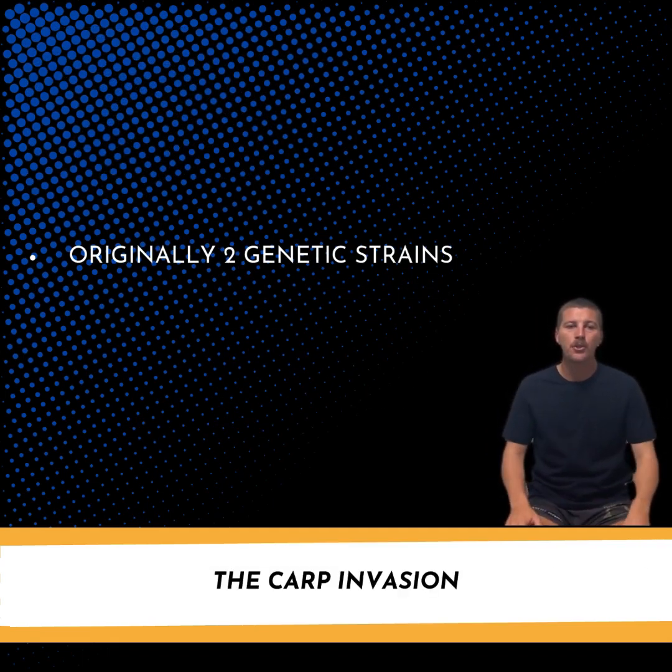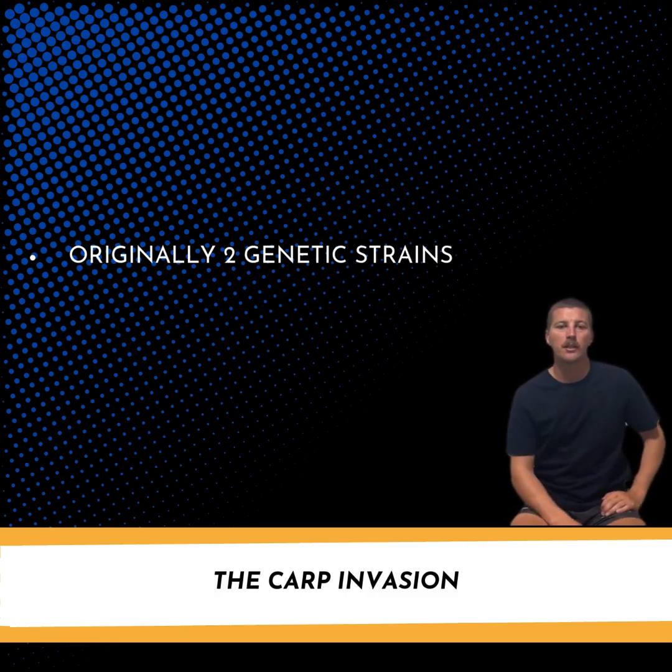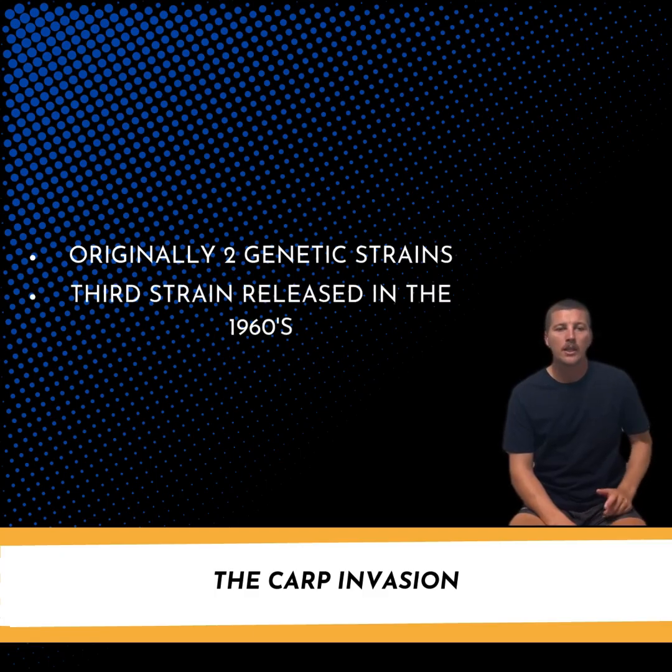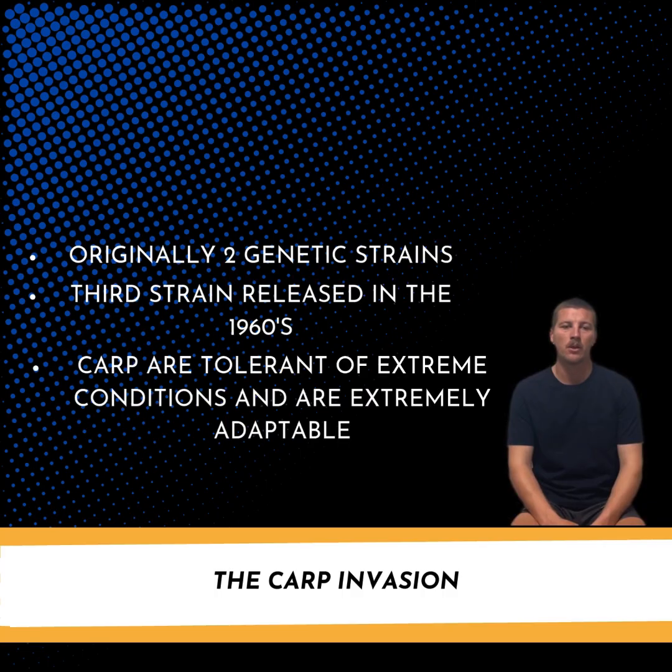Originally, there were 2 genetic strands of carp introduced into Australia, one in the Sydney area and the other in the Yanco region. In the 1960s, a 3rd genetic strand was illegally released by a fish farmer. This strand is now known as the Boolarra strain. All carp, especially the Boolarra strain, are extremely adaptable and can tolerate extreme conditions. They can tolerate temperatures between 2 and 40 degrees Celsius and survive in waterways with extremely low oxygen levels.